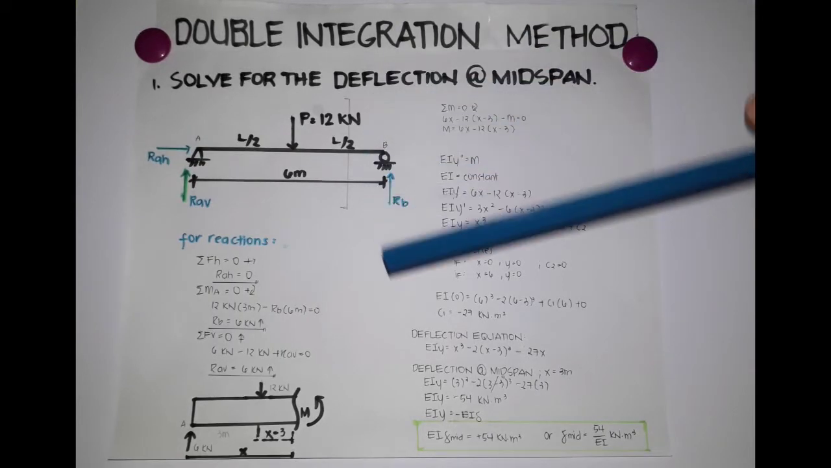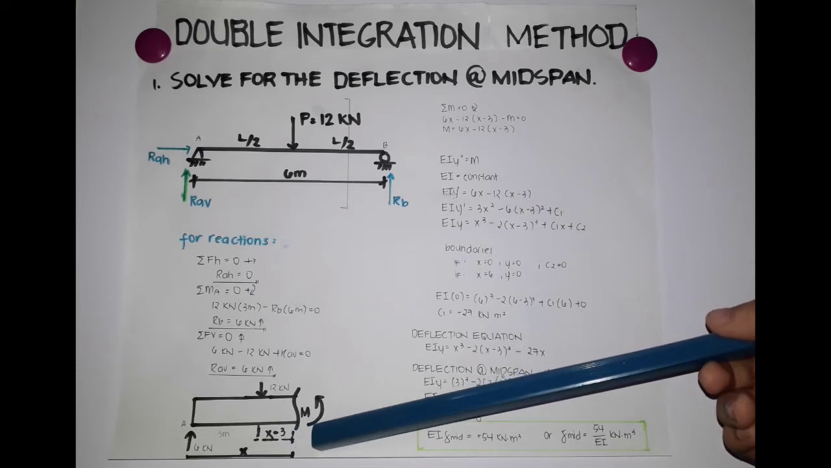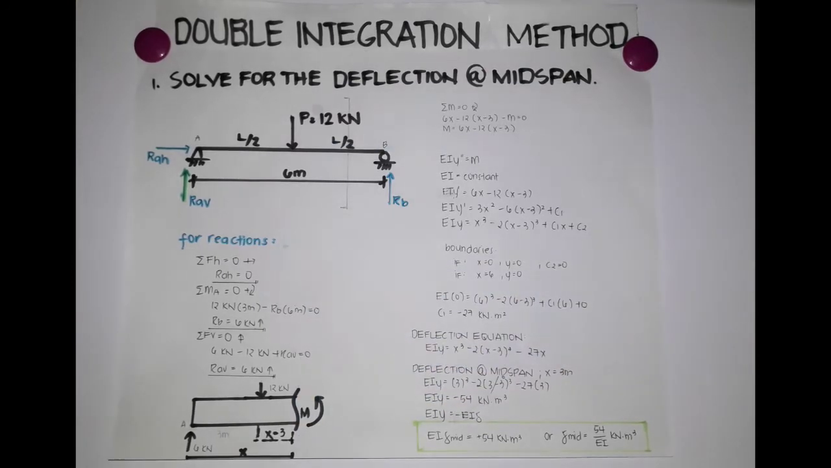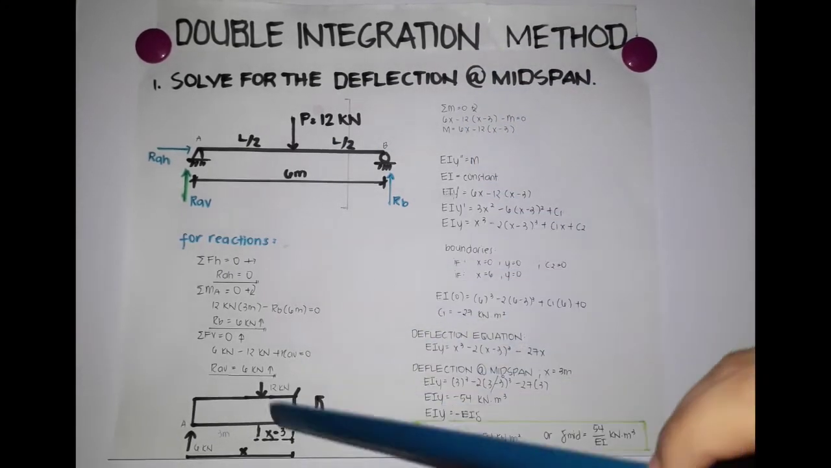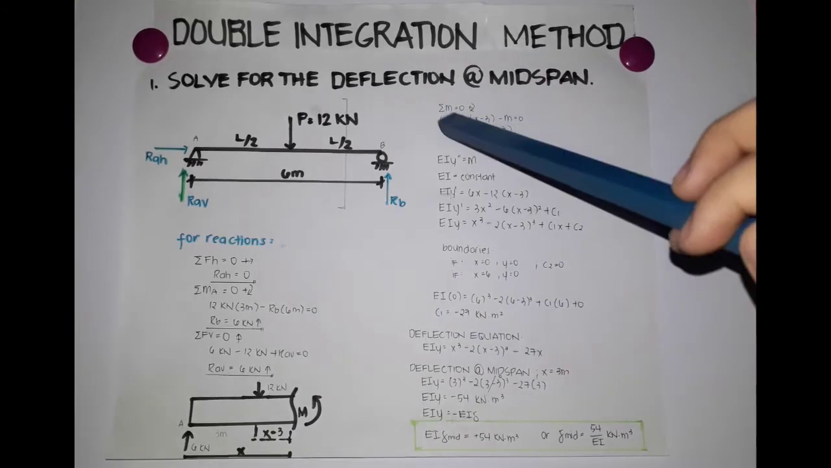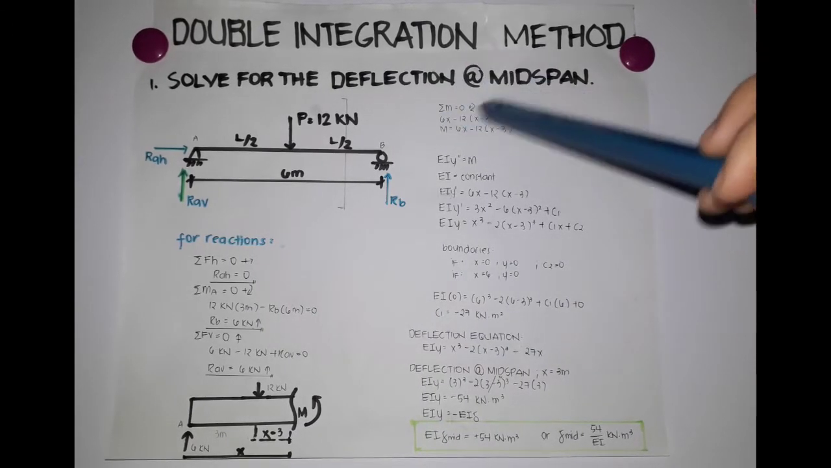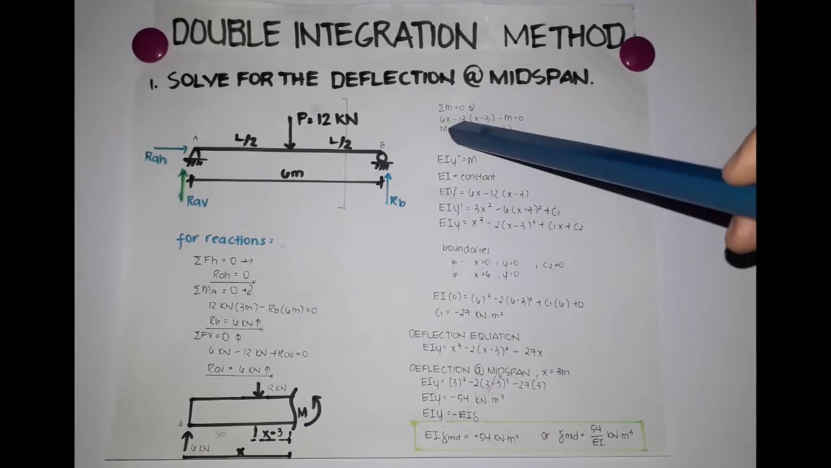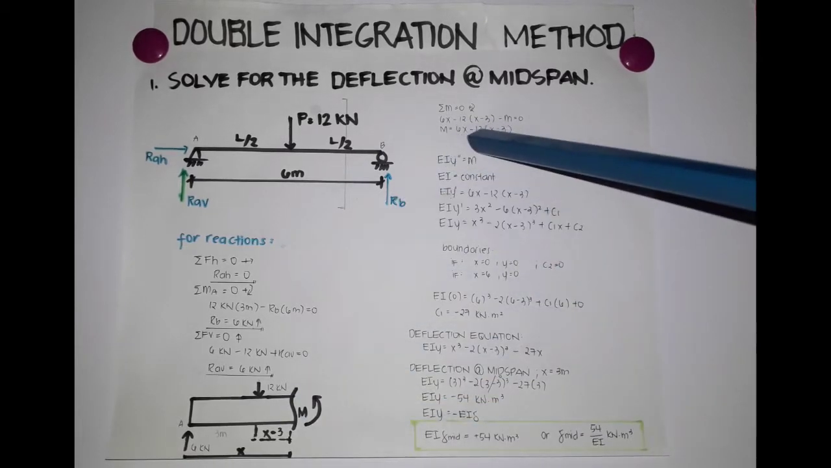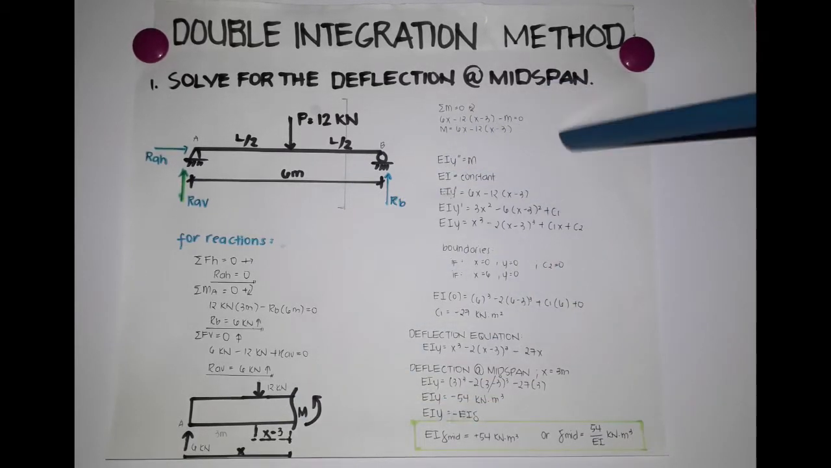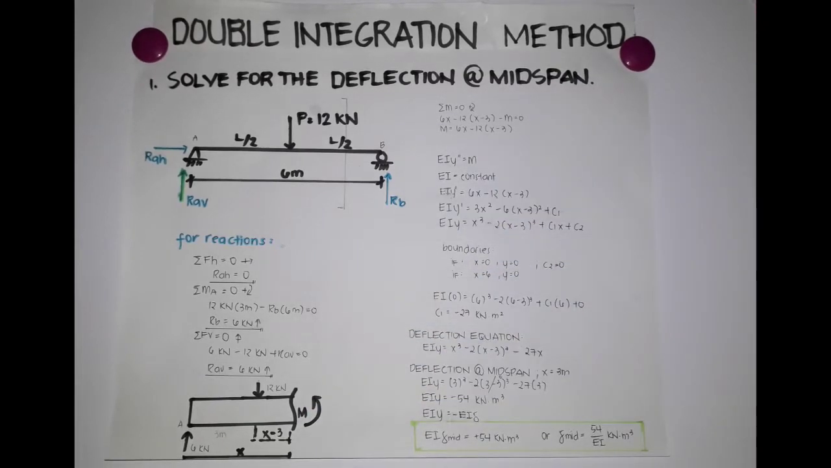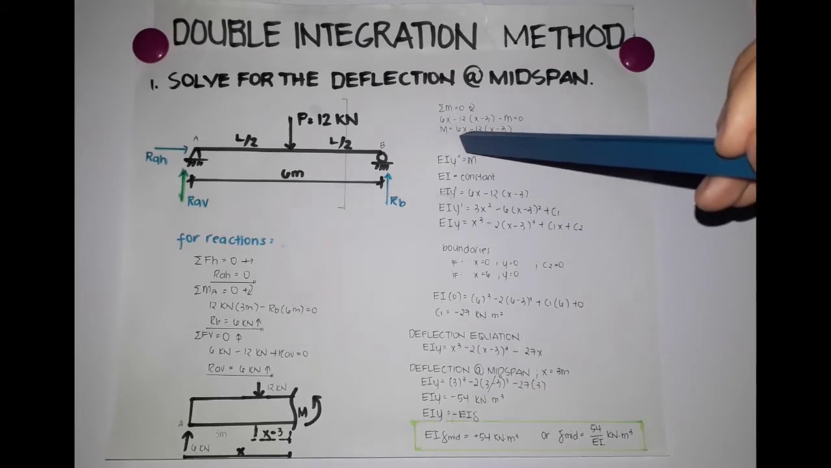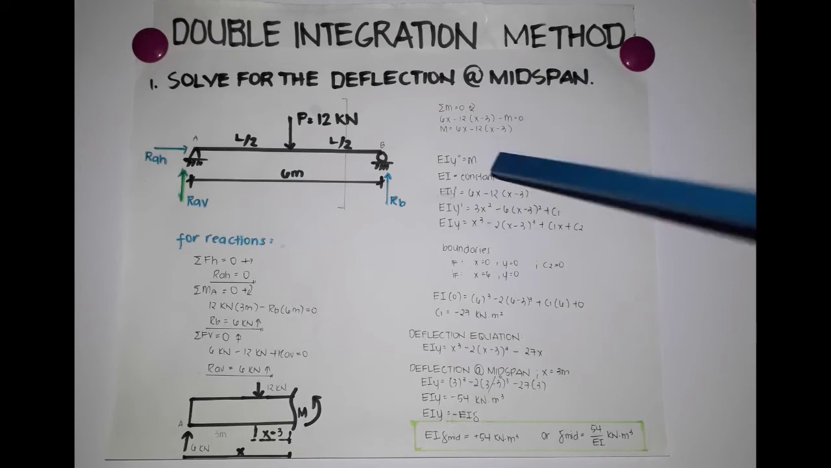After that, magmo-moment na tayo dito sa part ng cutted na beam. Summation of moment is equal to 0, clockwise positive, 6 times x minus 12 times (x minus 3) minus M is equal to 0. Pag i-arrange natin siya, magiging M is equal to 6x minus 12(x minus 3).